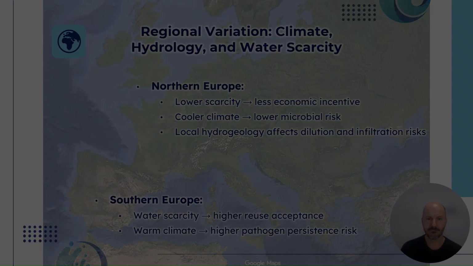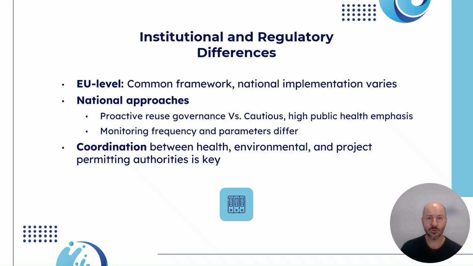At the EU level, there is a harmonised framework for agricultural water reuse, defining quality classes, monitoring requirements, and risk management obligations. However, national transposition and implementation vary widely. Countries such as Spain, Portugal, and Cyprus have adopted proactive reuse governance frameworks supported by technical guidelines, dedicated institutions, and integration with irrigation and regional water planning. These countries have experience in risk assessment and management, particularly for agricultural applications.